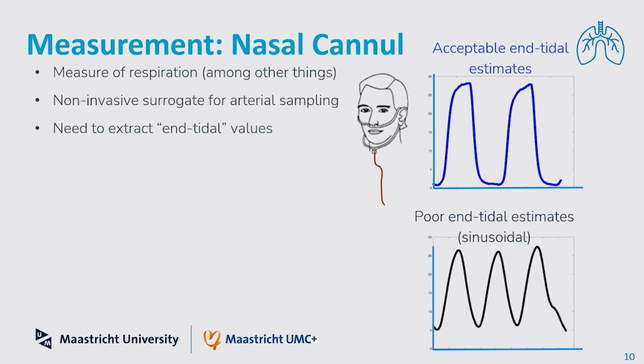So here you can see an example of the signal from the nasal cannula. On the top you can see the blue measurement of the CO2. So when somebody breathes out, the CO2 rises, and then you can see that there is a sharp cutoff, and that is the last part of breath of the lungs. So that's actually what you want, the end tidal values. Then when somebody breathes in again, you can see this steep decrease in CO2. And at the bottom, you see the poor end tidal estimates. This is a sinusoidal wave. You can't really see the in-breath that well, so that shows that this signal is not very good.